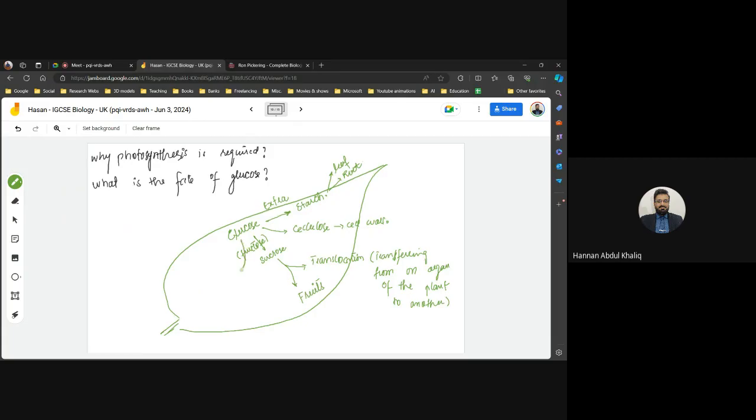Then the glucose could also be converted. Hold on. I don't want you to confuse it with this. We can convert the glucose into fats. We can convert the glucose by adding the nitrogen into it, into proteins. We can use the glucose by adding the nitrogen and phosphorus into the DNA. So you see, the glucose can be used in multiple ways.